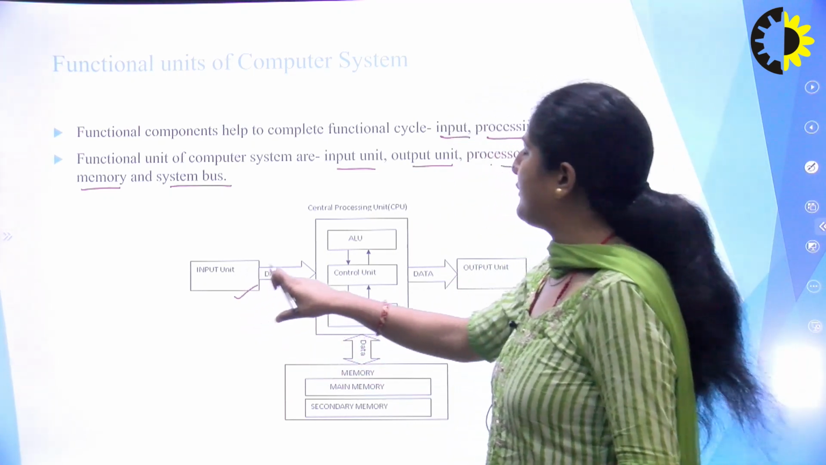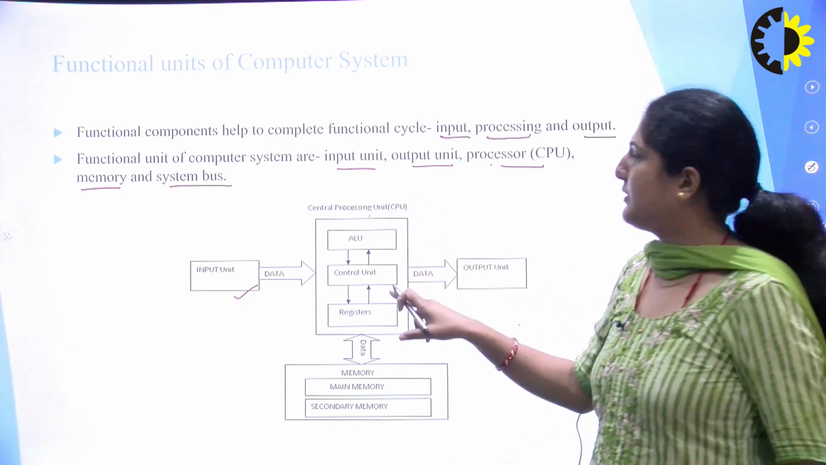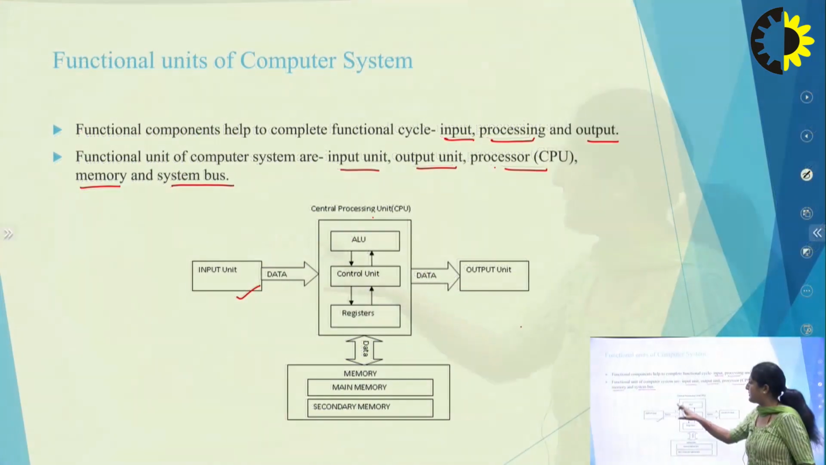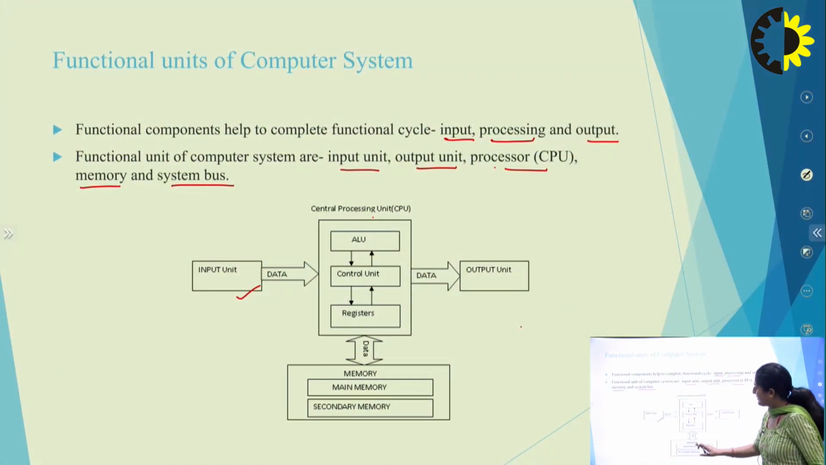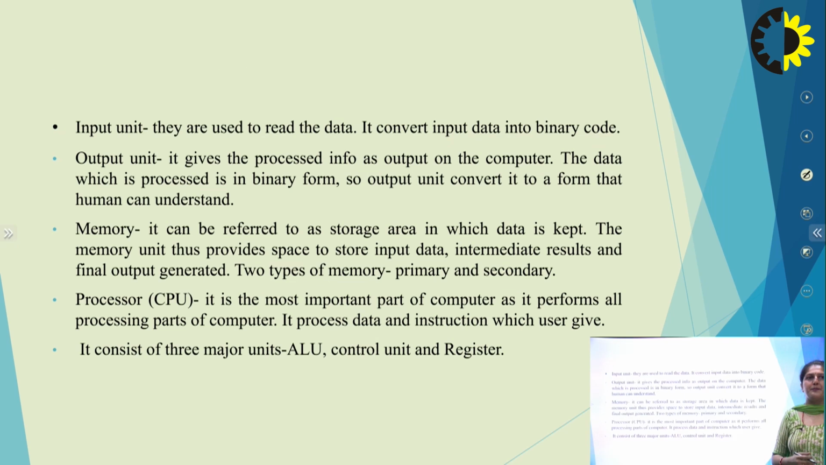From the input unit we send data to the central processing unit, which processes the data we have sent. Then this will be stored in the memory, which has secondary memory and primary memory. If we want the output of that data, we go to the output unit. So all are interconnected with each other. How are they all interconnected? With the help of the system bus, which we will see further in the PPT.